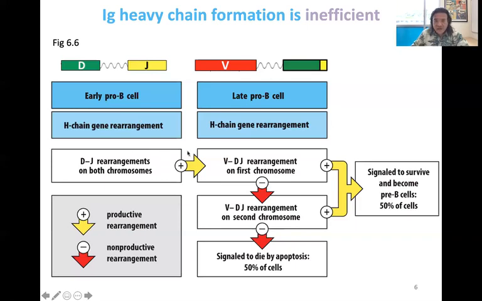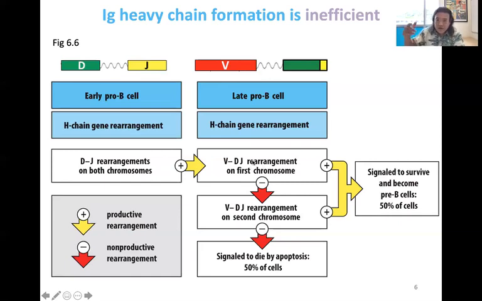After D and J get recombined, you move to the late pro-B cell stage. Still, you're preoccupied with rearranging this heavy chain to get it to work. Here you've made the D and the J. This is what you made from the left over here. That part's been made. Now you choose a V block and try to join it up. And so this is where the 1 in 3 comes in.